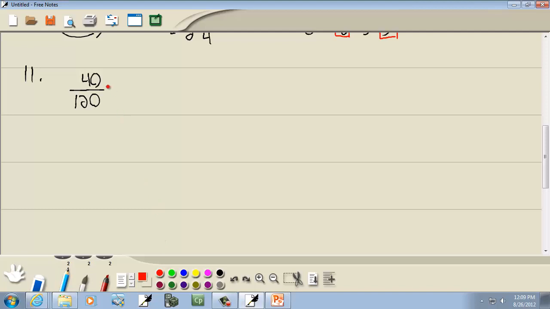Now remember what I said earlier about the zeros at the end. These both have zeros at the end, so I can just cross those off. And we've got 4 12ths. Well, if I think of what number divides into both of those, that'd be 4. So 4 divided by 4, and 12 divided by 4. Well, 4 divided by 4 is 1. 12 divided by 4 is 3. So our answer would be 1/3.